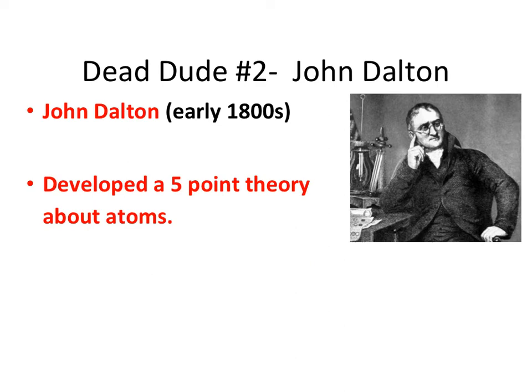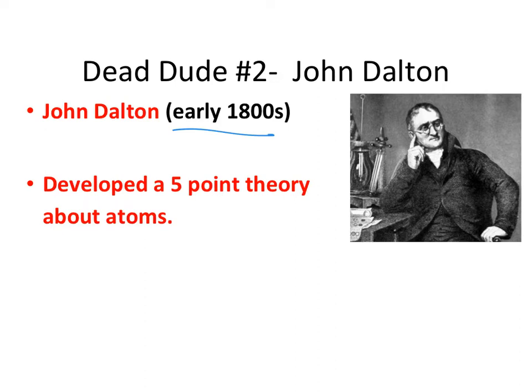So fast forward through history. Now we're in the early 1800s and we have John Dalton. And John Dalton, again, was sitting around and thinking about stuff. He also did some experiments and he ultimately developed a 5-point theory of what he thought atoms were like. And really he helped to define a little bit more specifically what atoms were.